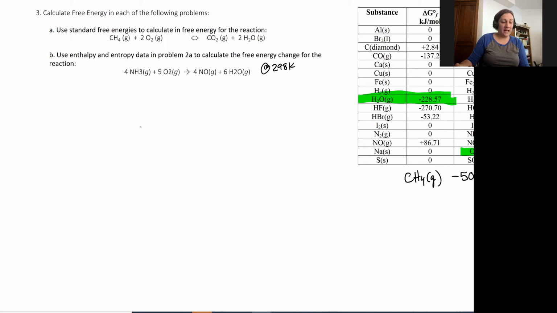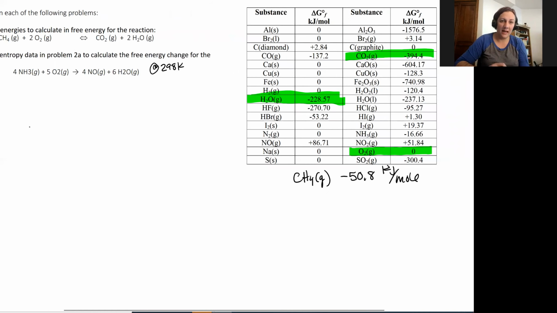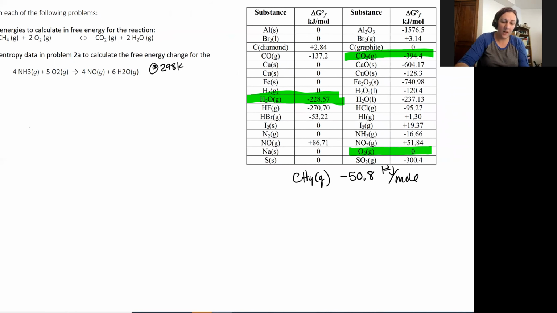This one is asking us to use standard free energies of formation to calculate the free energy of the reaction. And we have a reaction with methane and oxygen combusting to carbon dioxide and water. And I've pulled these from our lecture notes. We have our standard free energies of formation here.